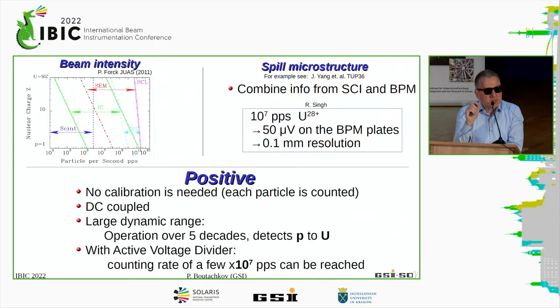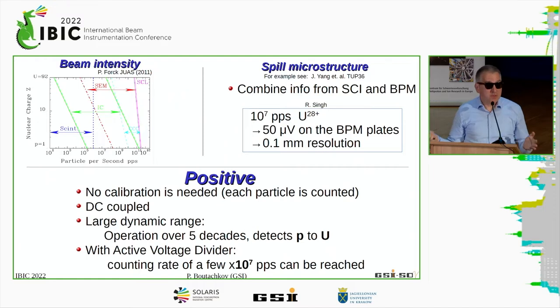What is nice about scintillators is that we do not need to calibrate. We're just counting, which is a threshold-based, easy thing. We're using PMTs to read them out, which means we have DC coupling, so we don't have to worry about the baseline offset as we go higher and higher in counting rate. Another nice thing is that we have a huge dynamic range. We're able to count with the same detector, a 1 millimeter scintillator, from protons up to uranium in the energy range specified before. Furthermore, with the PMT and active voltage divider combination, we can easily push even to a few times 10 to the 7.